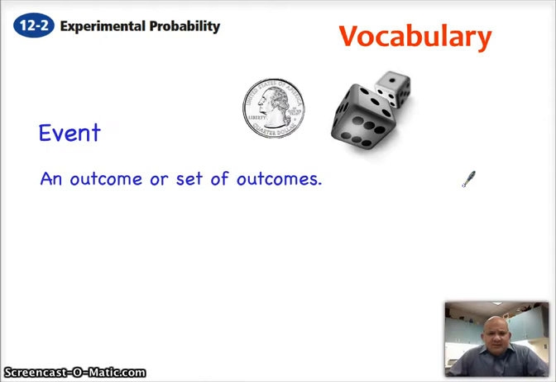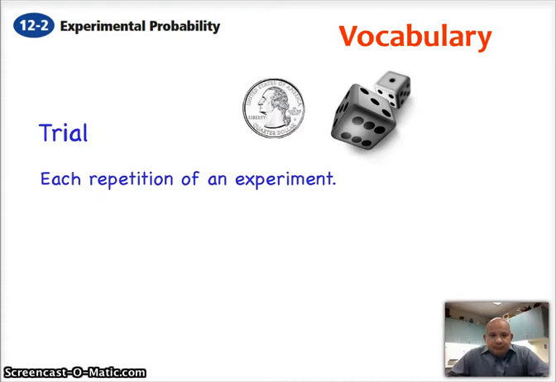An event. An event is an outcome or a set of outcomes. If I flip this coin twice, I might get heads and tails, or I might get tails and heads, or I might get heads and heads. That's an example of an outcome or a set of outcomes which we know as an event. Trial. A trial is each repetition of an experiment. The number of times I flip a coin, the number of times I roll a set of dice.